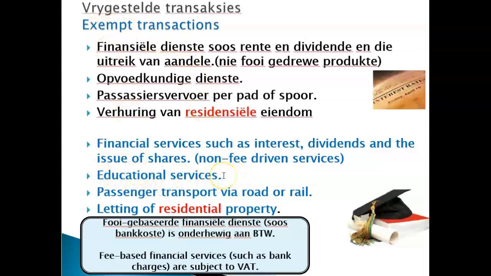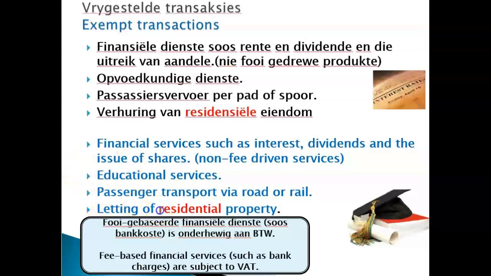Look at your Varsity account that you must have received already. There's no VAT on the educational services, so that's an exempt item. Now, transport costs is an interesting one. Passenger transport via road or rail is exempt from VAT. So if you get in a car, there's no VAT. If you get on a bus, there's no VAT. But heaven forbid getting on an aeroplane, because that's fancy dancy stuff. There's VAT applicable on your flight ticket.